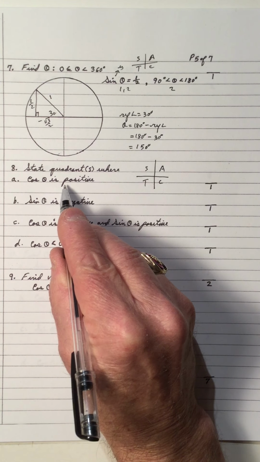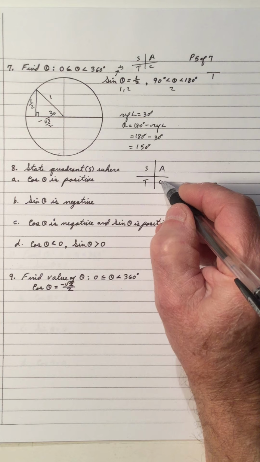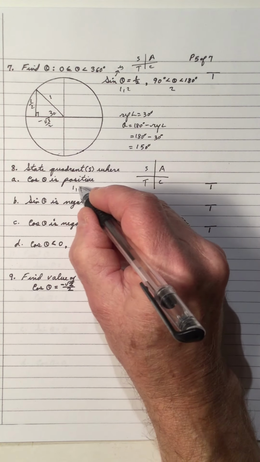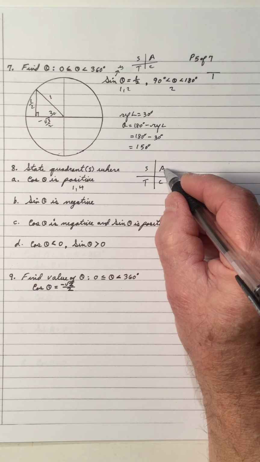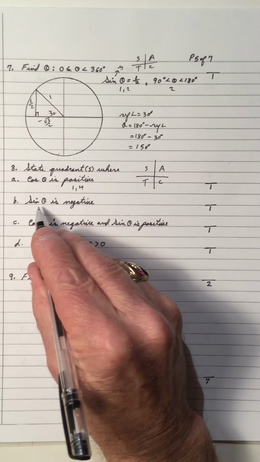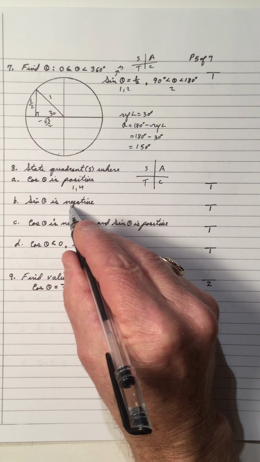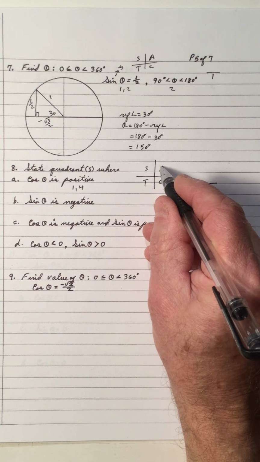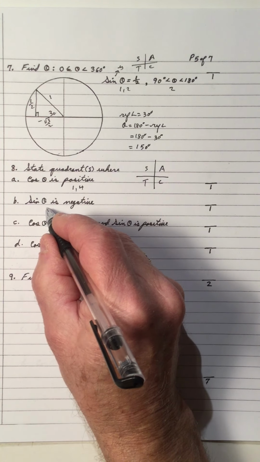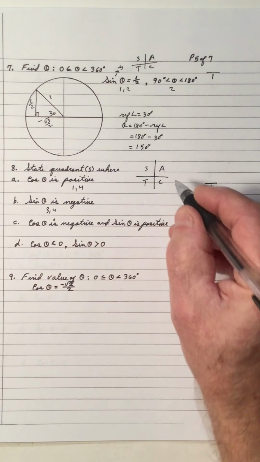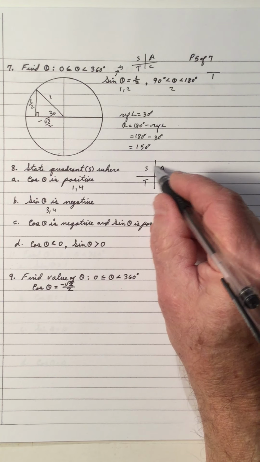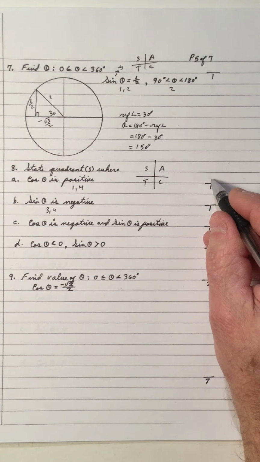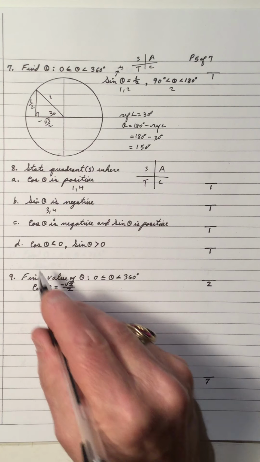So cos is positive in 1, guaranteed, because everything is positive in 1, and cos is positive in 4. And that's where x is positive. X is positive on the right side. Sine is in terms of the y. Y is positive on top, in 1 and 2. So sine is negative in 3 and 4. Or using add sugar to coffee, sine is positive in 1 and 2, therefore it's negative in 3 and 4. Give yourself a mark if you have these numbers.